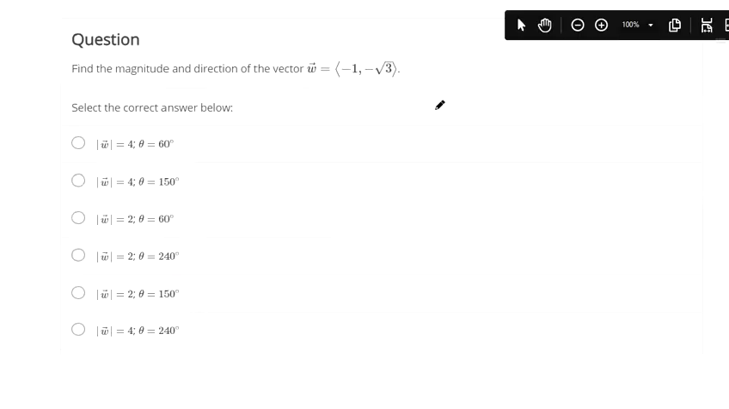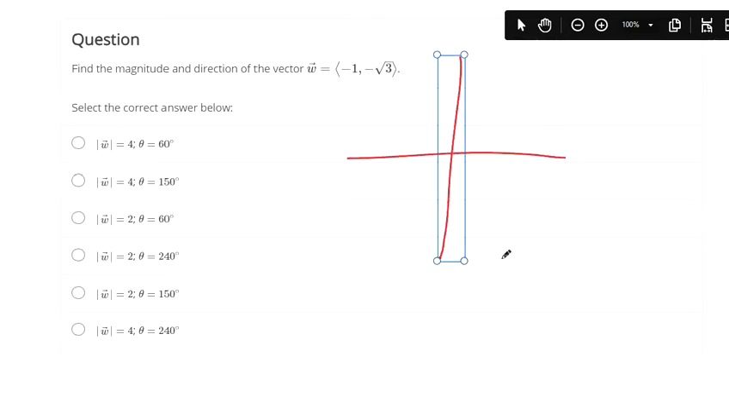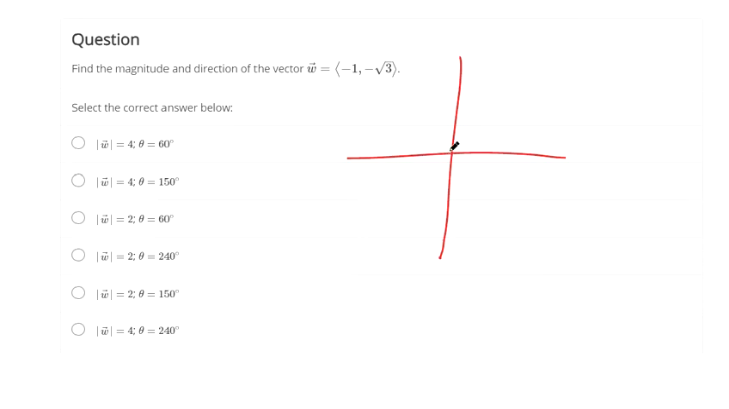We're supposed to find the magnitude and direction of this vector. So we can draw a vector at the origin. It's going negative 1 on the x, so negative 1 in this direction, and then negative square root of 3 on the y, so something like this. Okay, negative 1 on the x, and then negative square root of 3 on the y, a little bit less than 1 on the y.